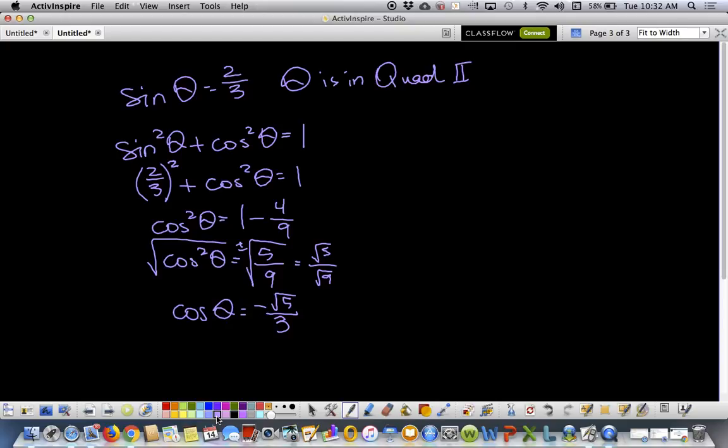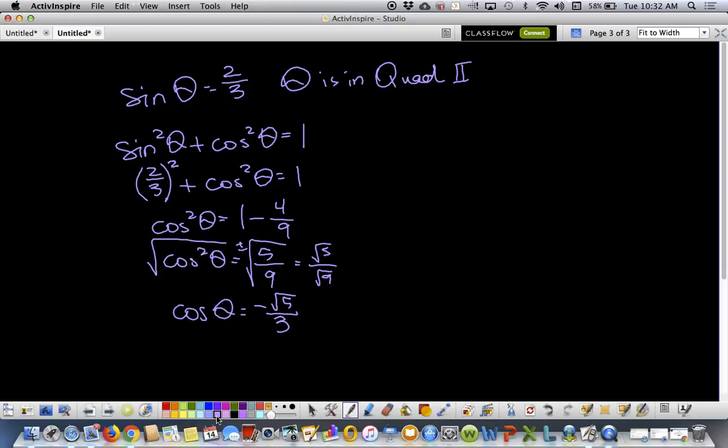Sometimes they're just going to ask you to find one of them. Sometimes they'll want you to find all 6. If I'm doing all 6, the first one I'm doing is cosecant, because it's 3 over 2. That one's easy.